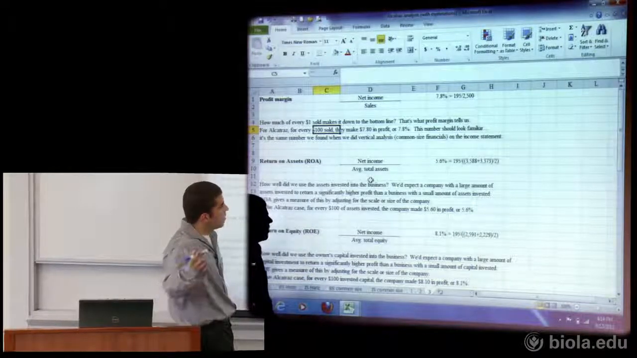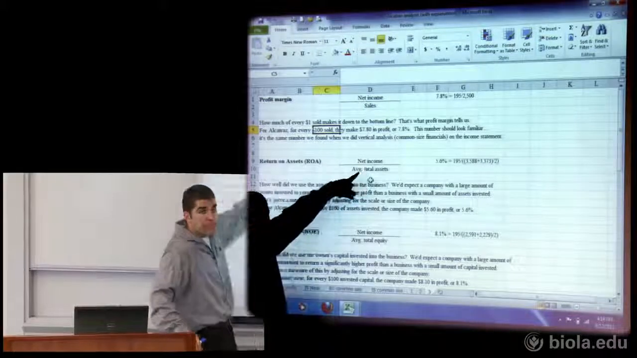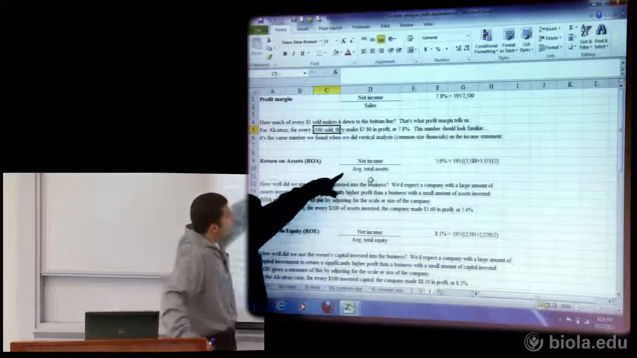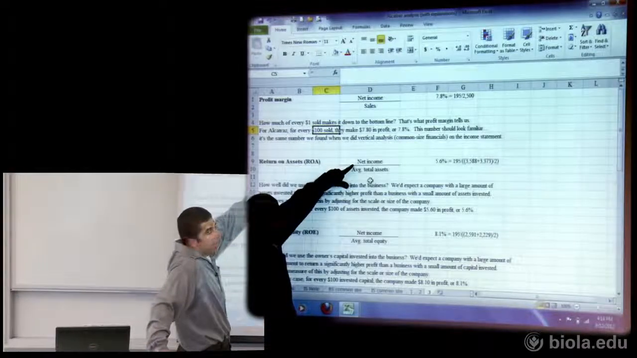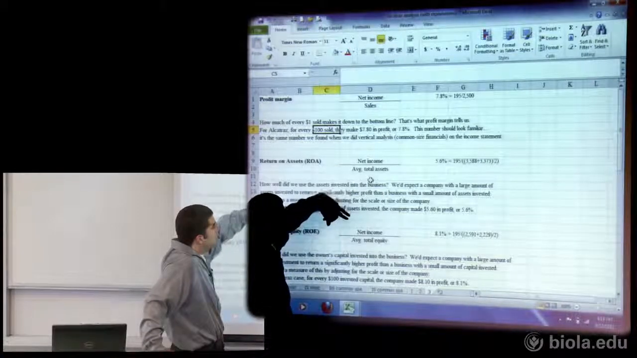Right. So this is kind of the parable of the good steward, right? The more that you have in total assets, the more you should be expected to make in net income. You would expect net income for a big company to be higher than those of a small company. This basically averages it out so that you can compare a large and a small company here.